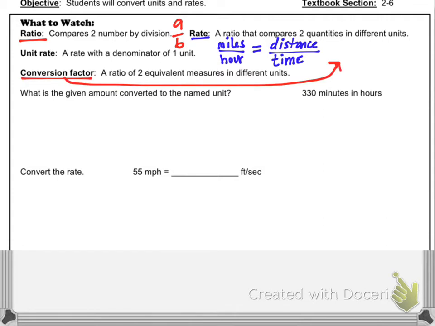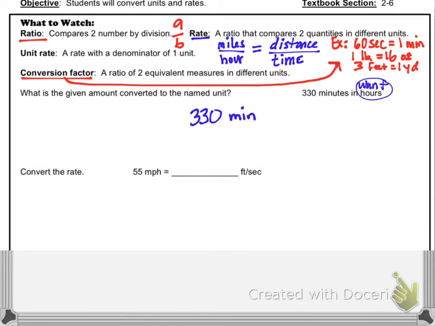A conversion factor is two equivalent quantities that have different units. So like 60 seconds is equal to 1 minute, a pound is equal to 16 ounces, 3 feet equals a yard, any of those kind of conversion factors, which we have a whole page of on the next slide that you'll see. So let's convert 330 minutes to hours.